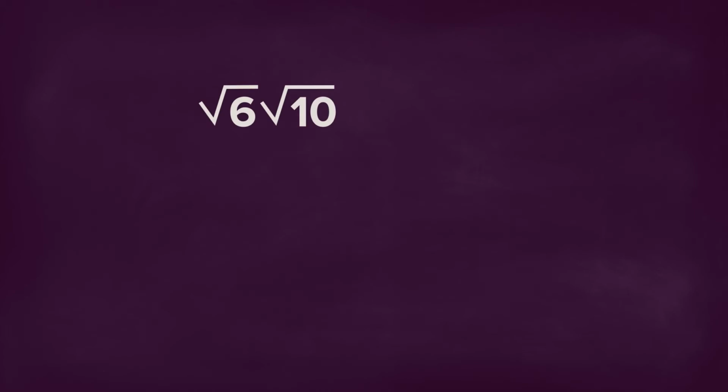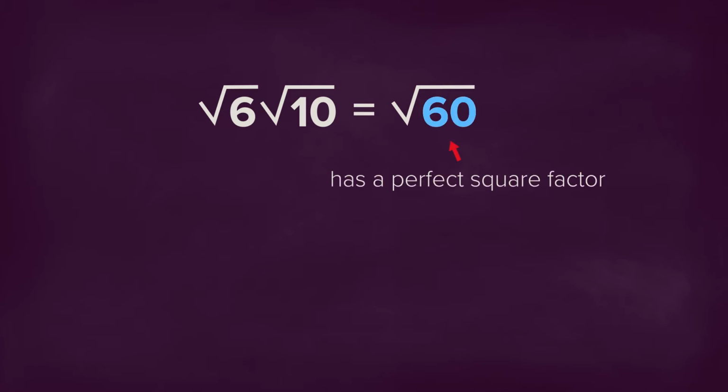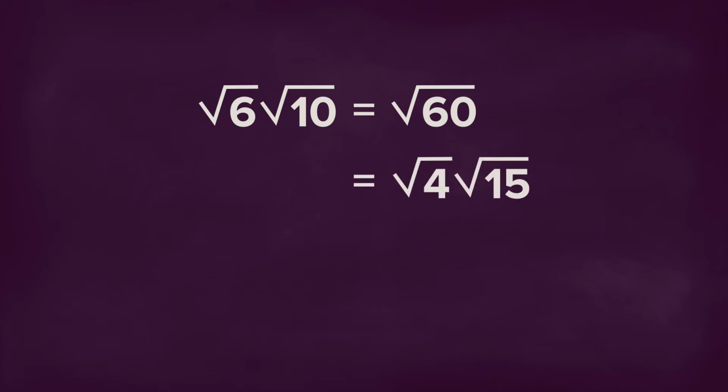Now here's another multiplication example. The square root of 6 times the square root of 10. We have two radicals in one term again, so we'll multiply. The result is the square root of 60. Now we have one radical, but its radicand has a perfect square factor, so it needs to be simplified. The perfect square factor of 60 is 4, and the other factor is 15. The square root of 4 is 2, and the square root of 15 can't be simplified.